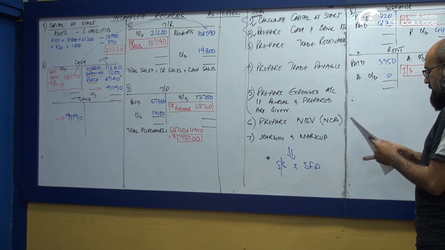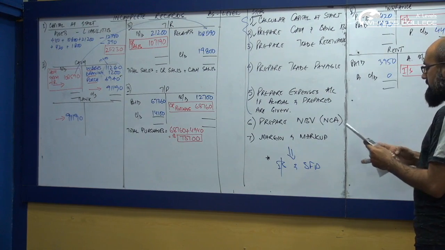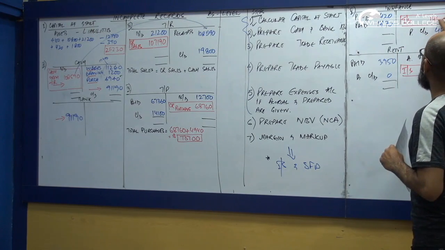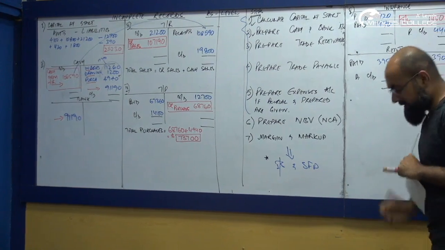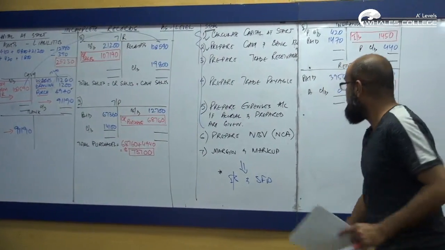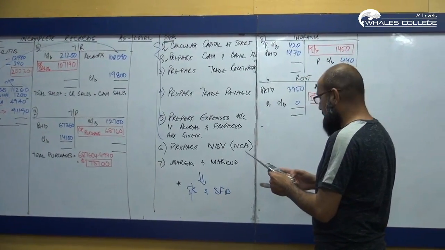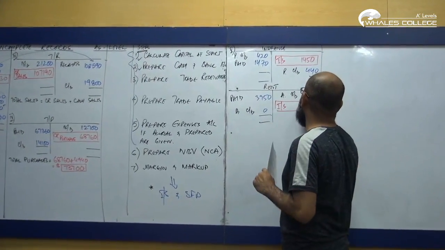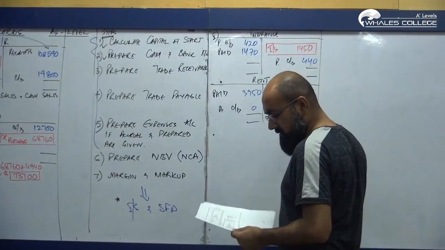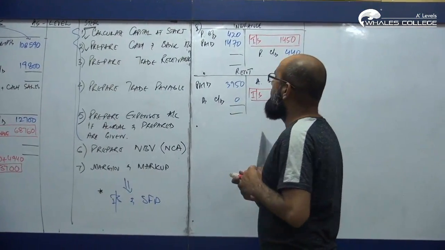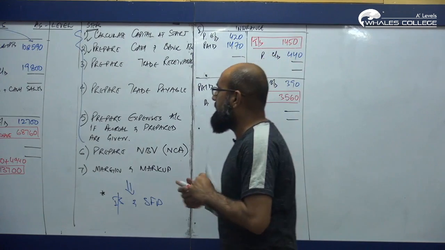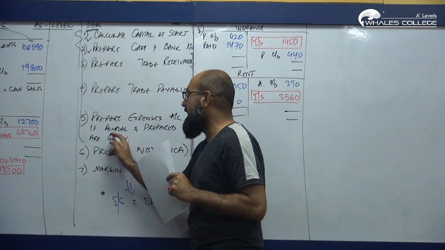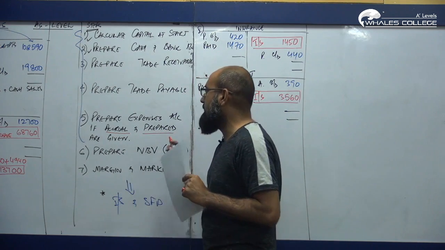1470 plus 420 minus 440. The answer is 1450. So the expense figure is 1450. Whereas for rent, 3950 minus 390. The answer is 3560. So we are done with step number 5, the expenses account for those where we have accrued or prepaid expenses.